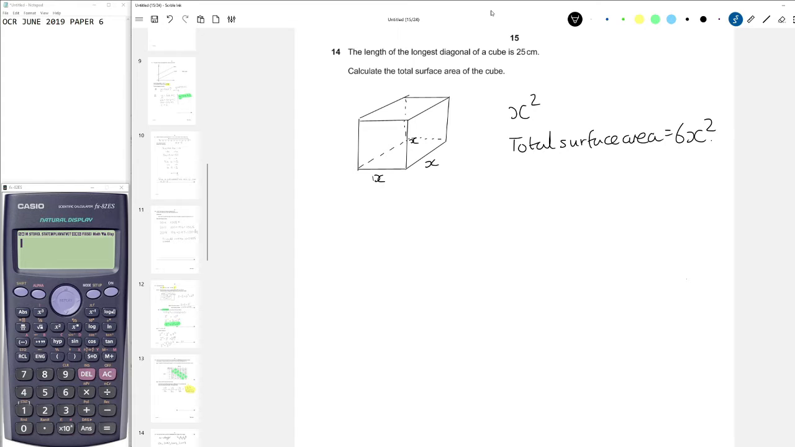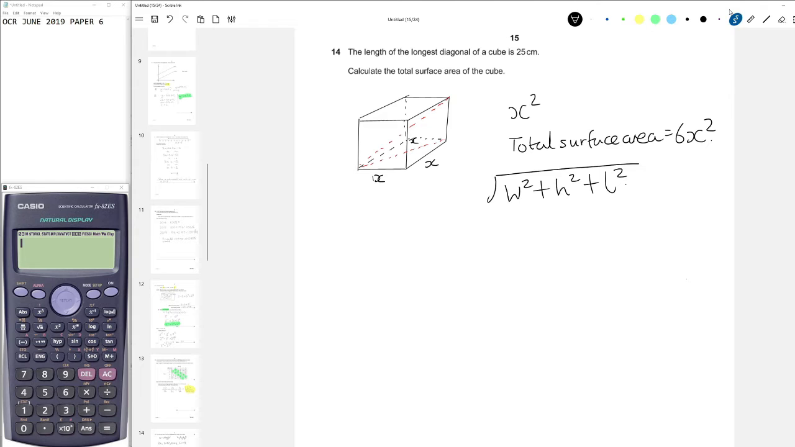Now normally to find out the longest diagonal, you could do Pythagoras theorem on the base diagonal, and then to find out the longest diagonal, you use the base diagonal with the height using Pythagoras theorem. Now, I'm not going to do that. I'm going to actually use a formula. The quick formula would be the square root of width squared plus height squared plus length squared. And that's just a quick way of finding out the longest diagonal of a cube or a cuboid.